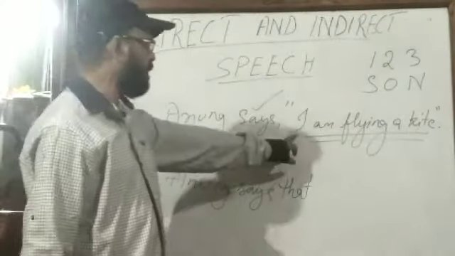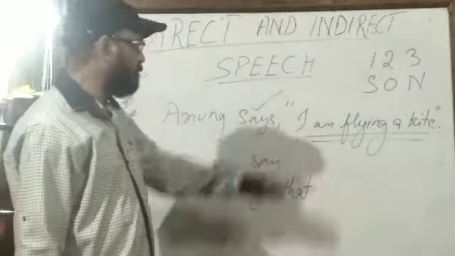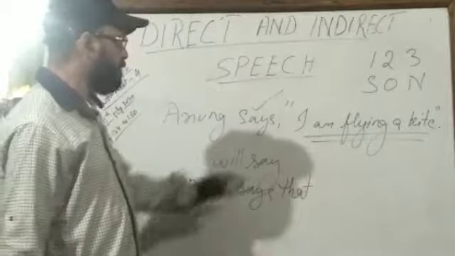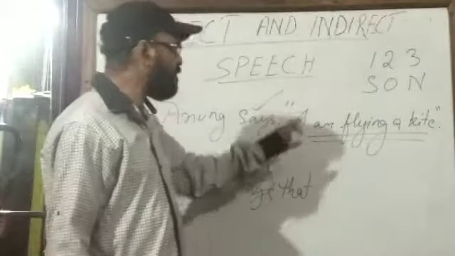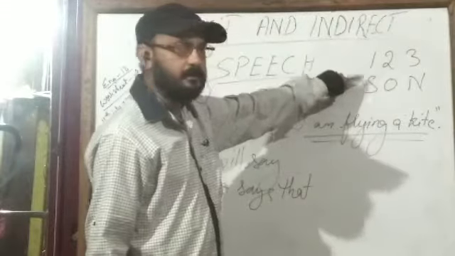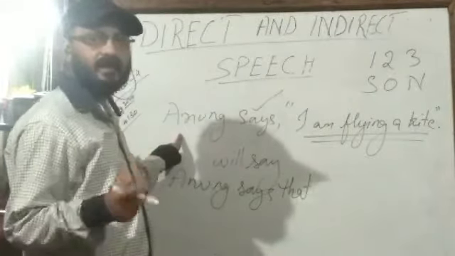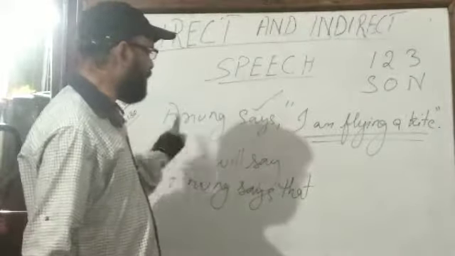Now here you see the subject is I. I is which person? I is first person. That means 1: the first person changes to the subject of the reporting verb. What is the subject? The subject here is Anu. Is Anu a boy or a girl? He is a boy. So I will be changed to he.